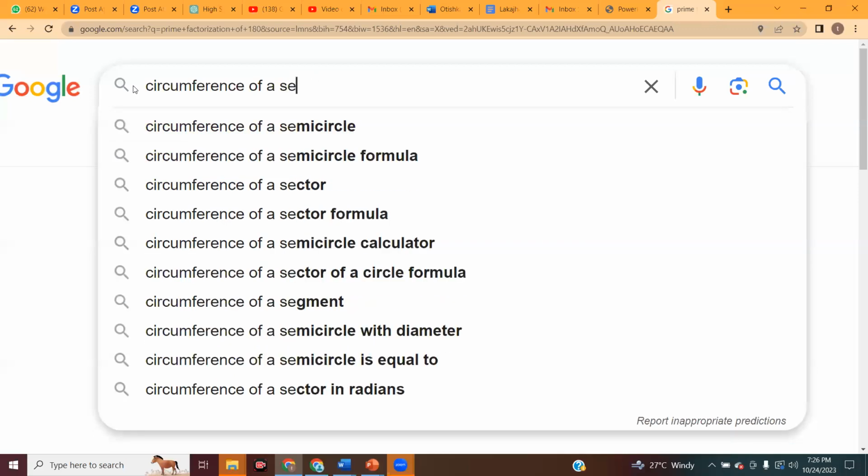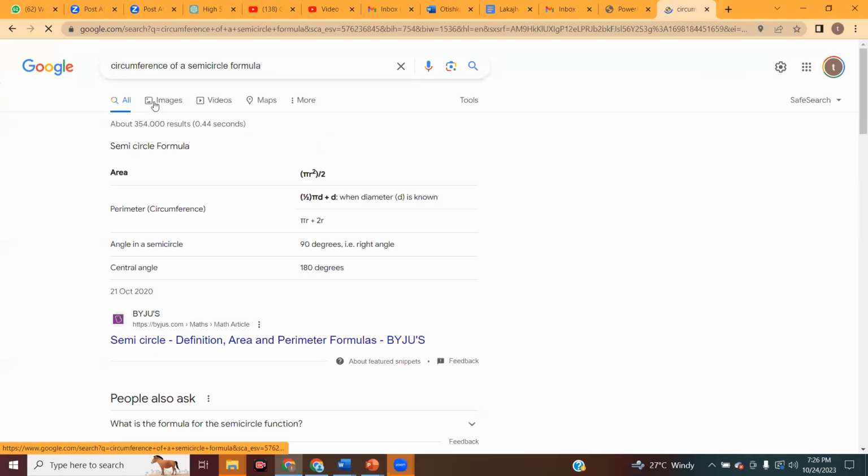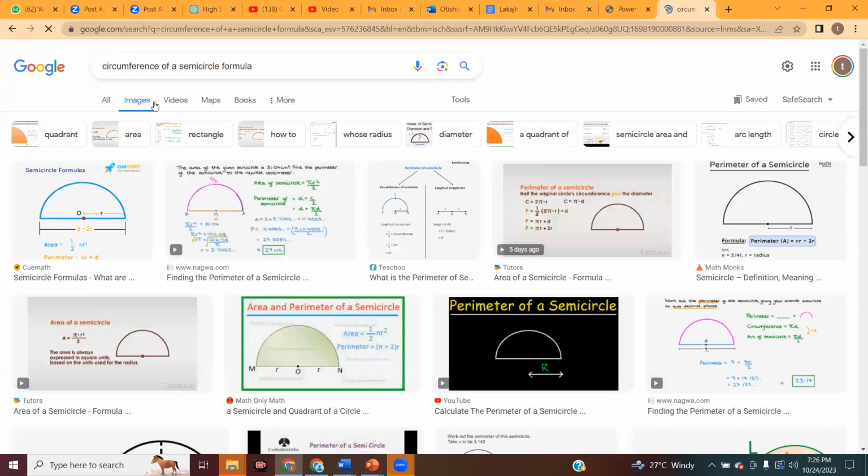Let's say semicircle. I'm not sure how I'm supposed to start it. You know how to start it? I have ideas, but I just don't know how to start it off. Start with an introduction.